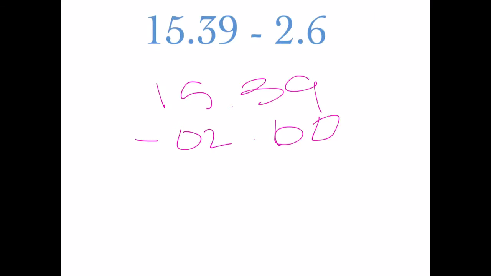To subtract 15.39 minus 2.6, you have to line them up vertically first. Since there are two numbers on the top and nothing beneath them, you have to add zeros as a placeholder. And then you subtract.